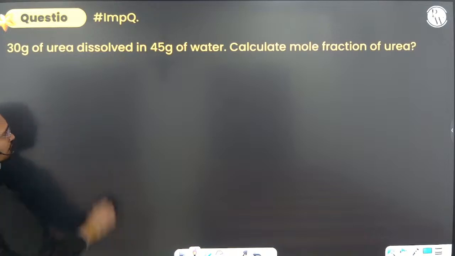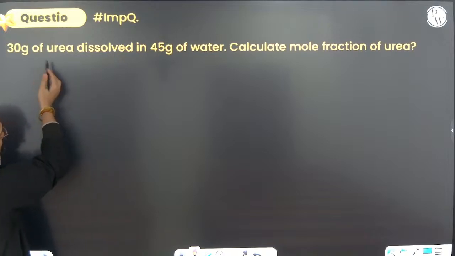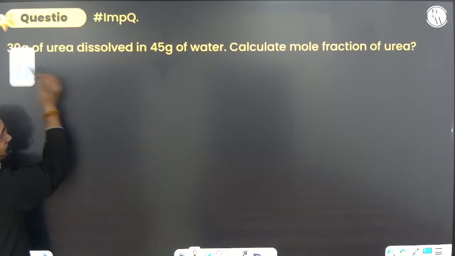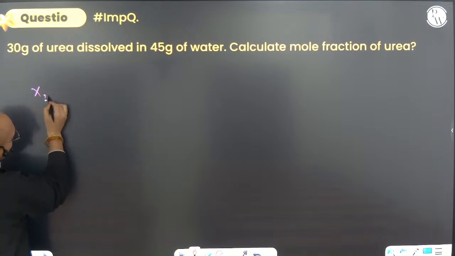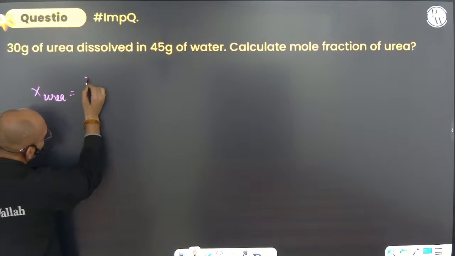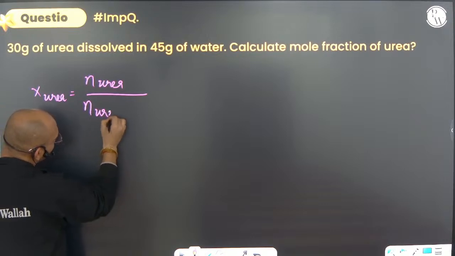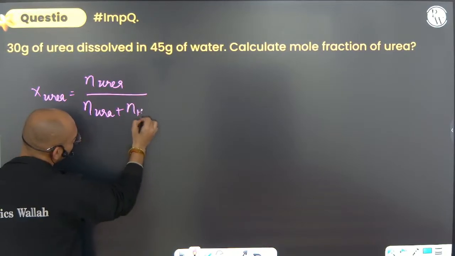30 gram of urea is dissolved in 45 gram of water. Calculate the mole fraction of urea. What we can say? 30 gram of urea is there in 45 gram of water. So mole fraction of urea will be, from the formula, number of moles of urea divided by number of moles of urea plus number of moles of water.